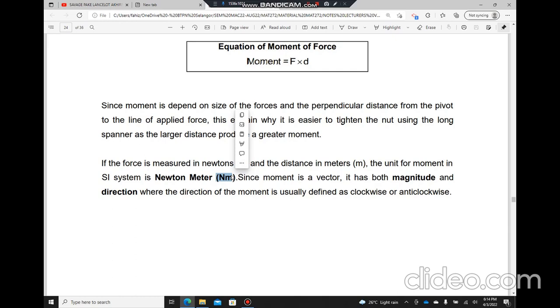Since the moment is a vector, it has both magnitude and direction, where the direction of the moment is usually defined as clockwise or anti-clockwise. So moment ni adalah salah satu vektor. Dia bukan skala because it has magnitude and direction. Dia ada direction juga. So direction untuk moment ni biasanya kita guna clockwise or anti-clockwise. Maksudnya ikut jam ataupun lawan jam.